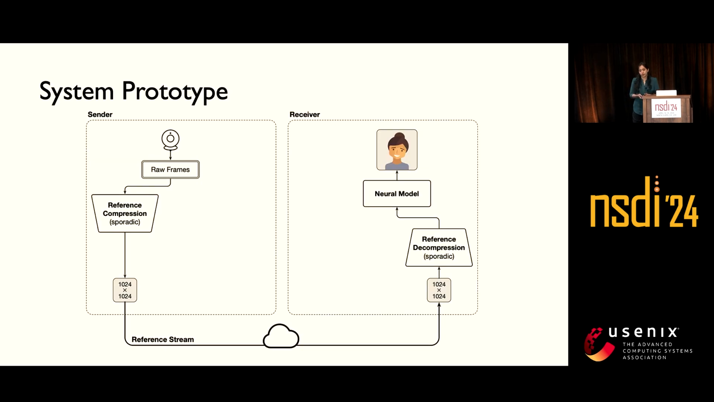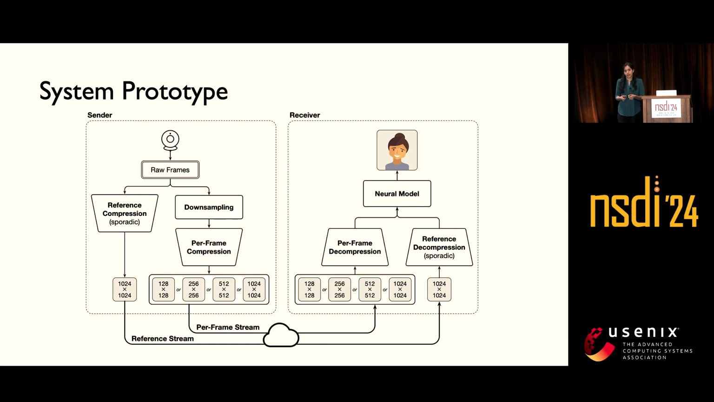To evaluate Gemino, we built a system prototype atop WebRTC where we repurposed the existing video stream and turned it into a reference stream. You can think of this as used very sporadically, and it operates at full 1024 by 1024 resolution, but we only send reference frames if there's a huge change in background that necessitates that. In all our experiments, we use a single reference frame, which is the first frame of the call.